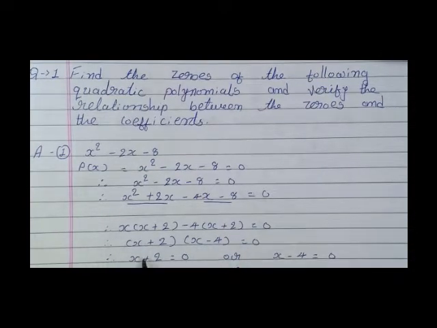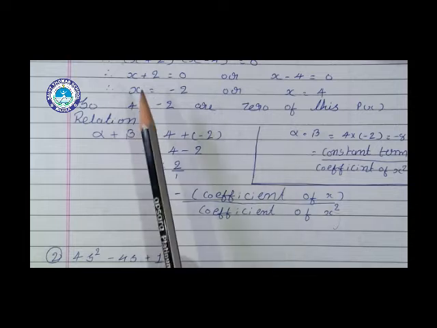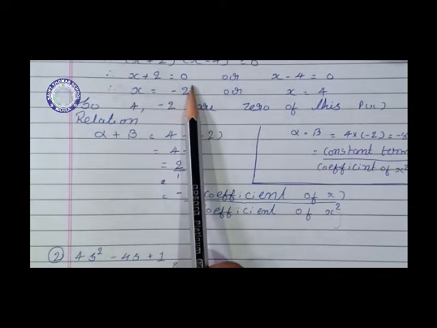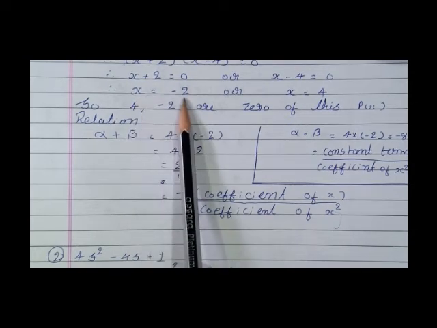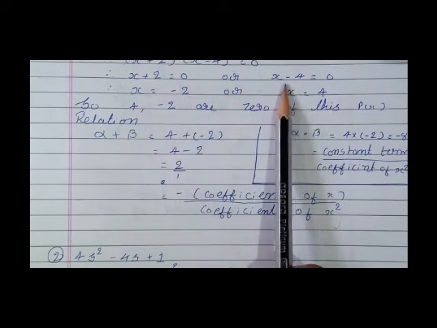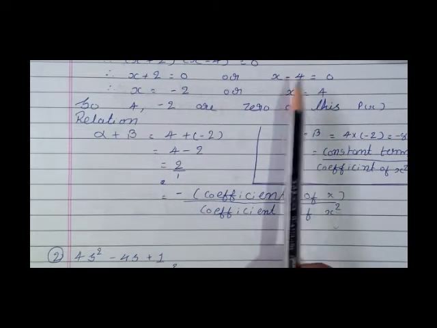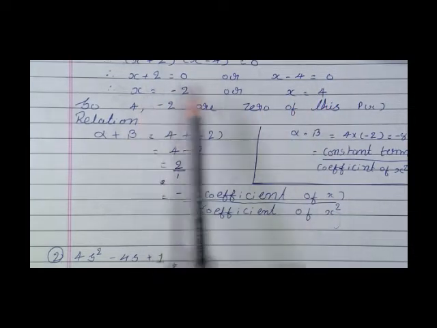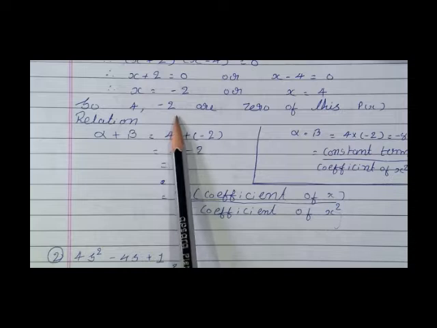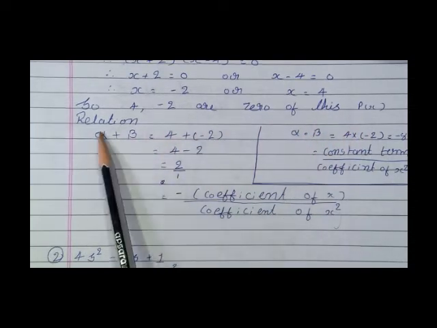What is the meaning of this? x plus 2 is equal to 0 or x minus 4 is equal to 0. So now 2 is coming to the right hand side. So plus 2 is coming here as minus 2. So x is equal to minus 2. Same way, x minus 4 is equal to 0. Minus 4 comes to the right hand side, so x is equal to 4. So what is the meaning of this? 4 comma minus 2 are the zeros of this polynomial.